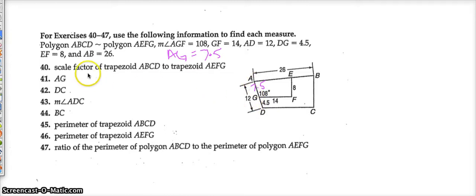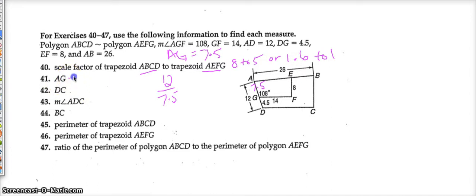Because they asked me for the scale factor of the trapezoid, I have to compare the side of the big trapezoid to the side of the little trapezoid, and what I had to do is find out what AG was, because AG is proportional to AD. They want me to do big guy to little guy, so this is the big guy and this is the little guy, so it's 12 over 7.5. If I do 12 over 7.5, I get 1.6 on my calculator, but it's an 8:5 ratio. Or you could say 1.6:1. They are the same, okay?